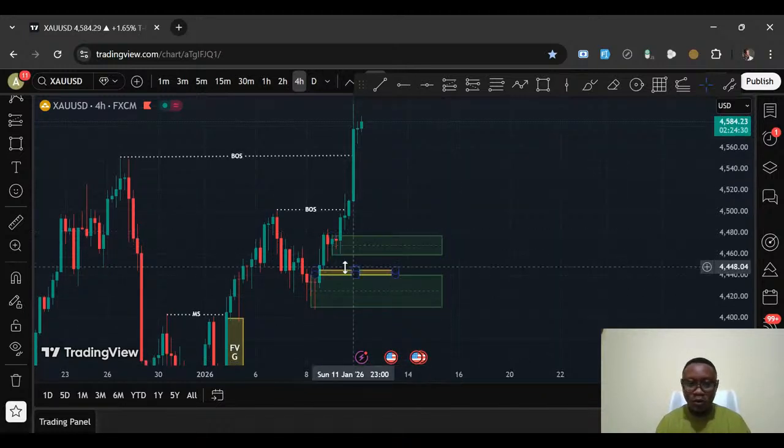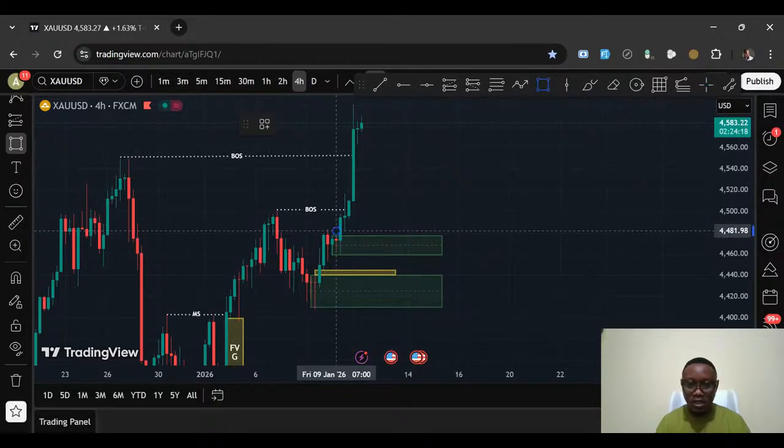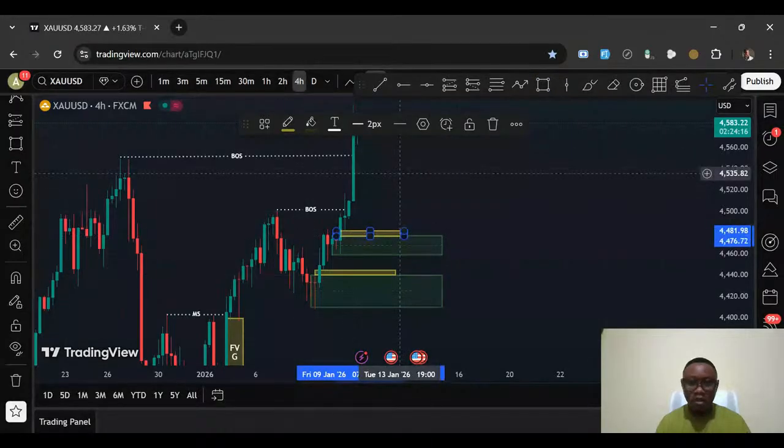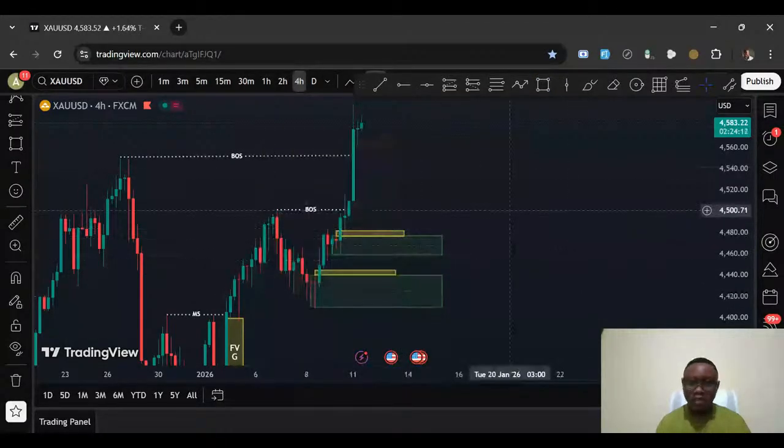All right, so there is another zone. Again, we have the bullish momentum candle and the presence of a fair value gap, which is this, a fair value gap here. Okay, fair value gap. So again, it met the criteria of a valid order block zone.